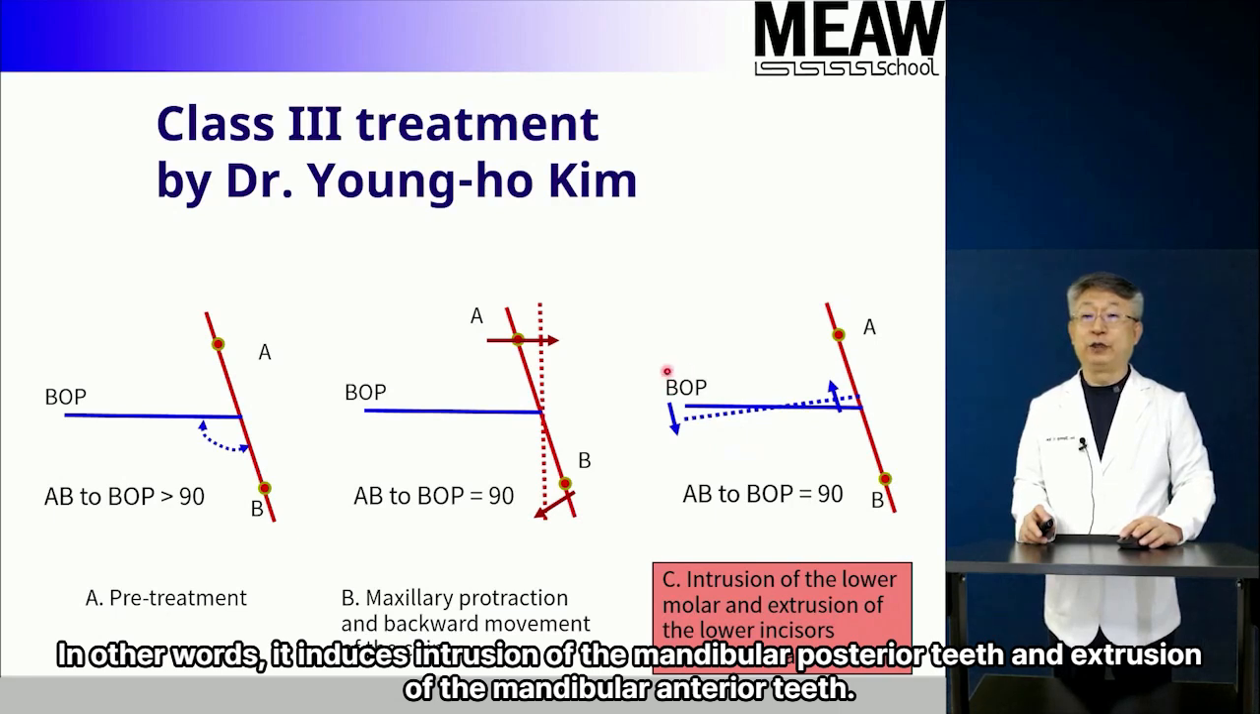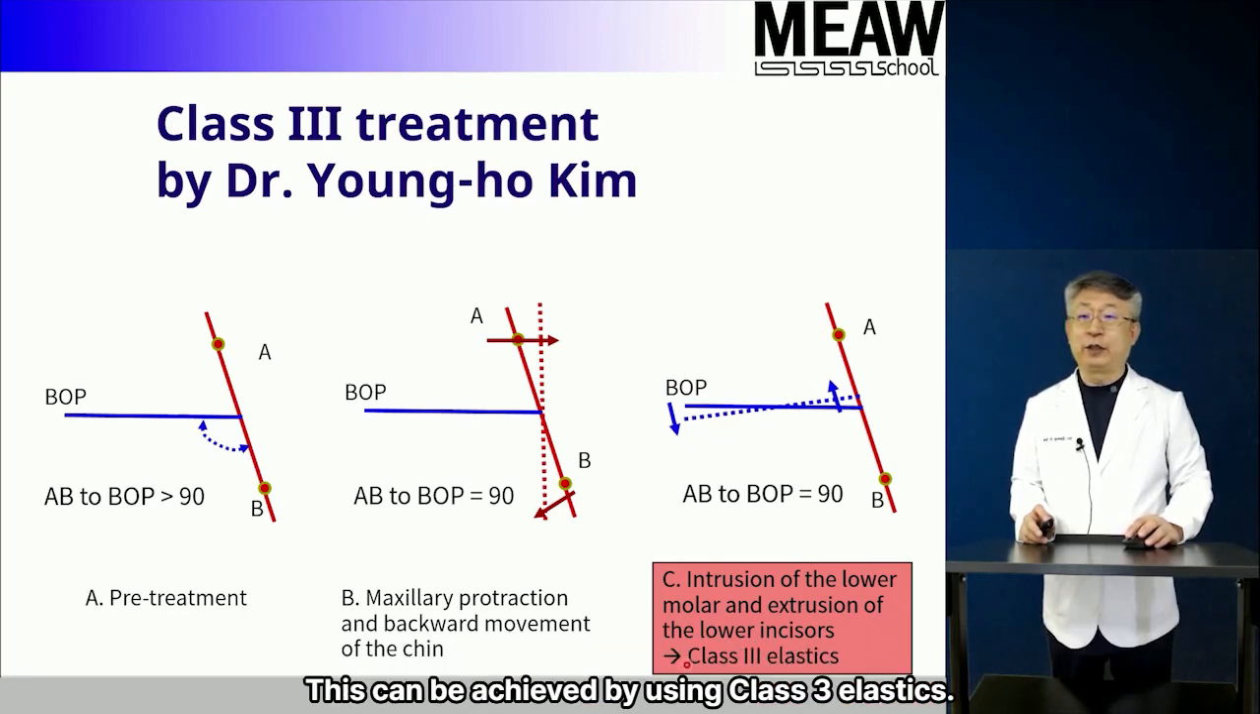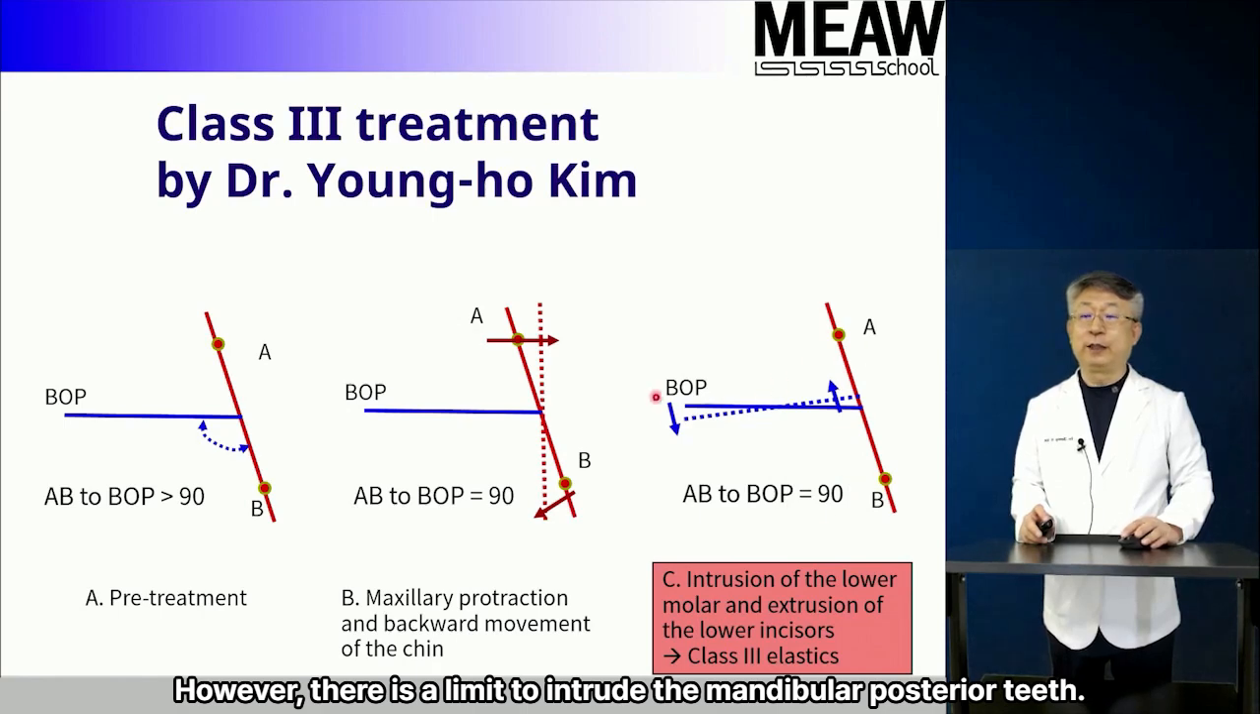In other words, it induces intrusion of the mandibular posterior teeth and extrusion of the mandibular anterior teeth. This can be achieved by using Class 3 elastics. However, there is a limit to intrude the mandibular posterior teeth.